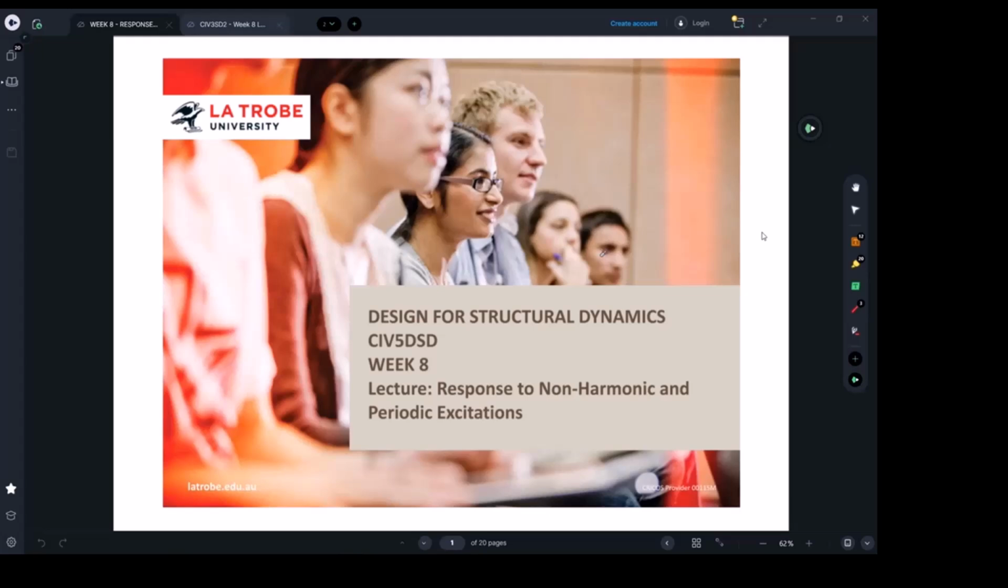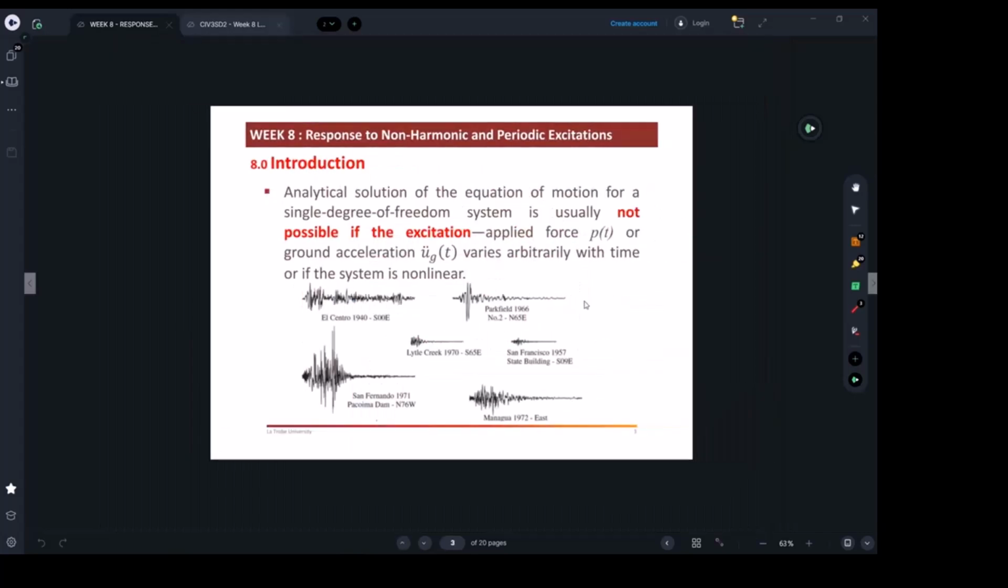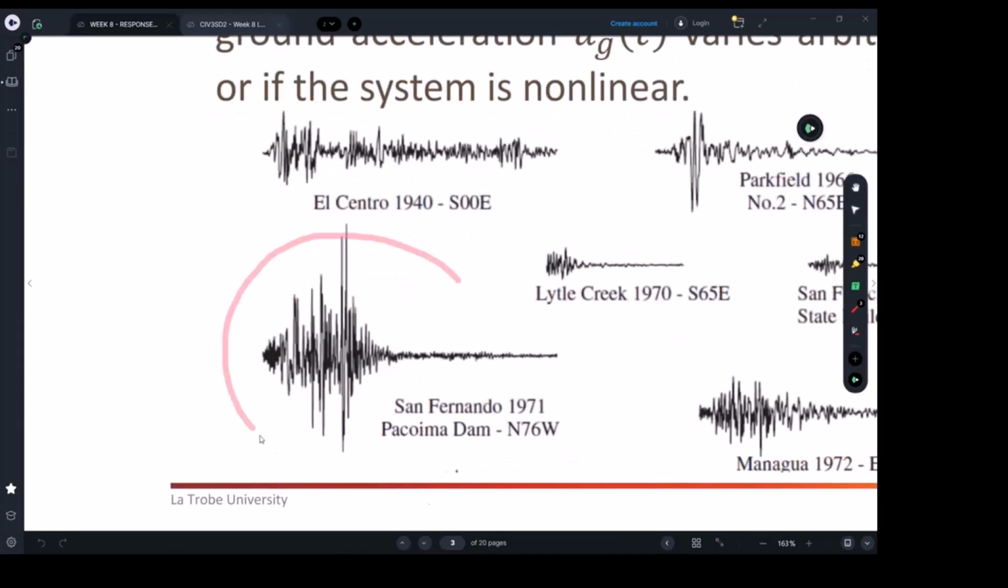Week 8, this week, we will be talking about non-harmonic and periodic excitation, and basically we're talking about something that we cannot model by an equation, like what was the case for sine or cosine or the pulses we went through last week. Non-harmonic motions can be something like what you see here, like a real ground excitation.